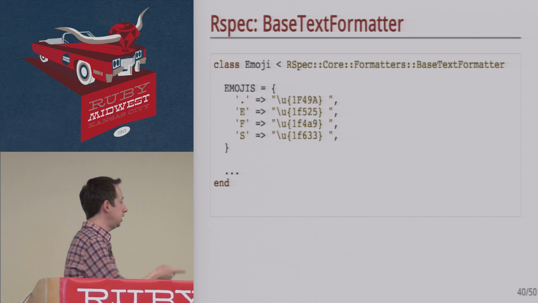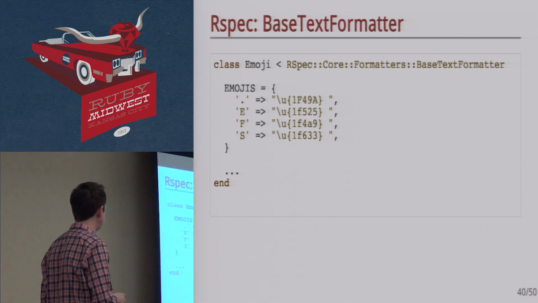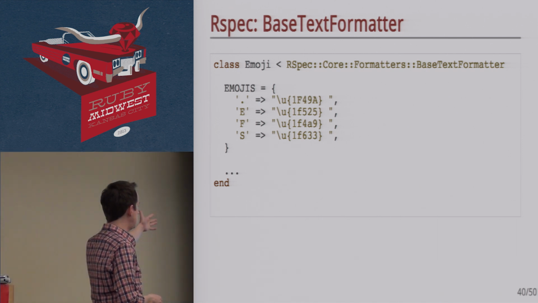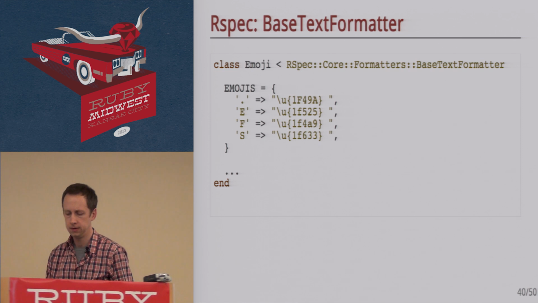All right, so again, this is simple. We're just creating a new class. We're inheriting from base text formatter that RSpec gives us. Here's our same emoji map that we have. We're going to use the same one.